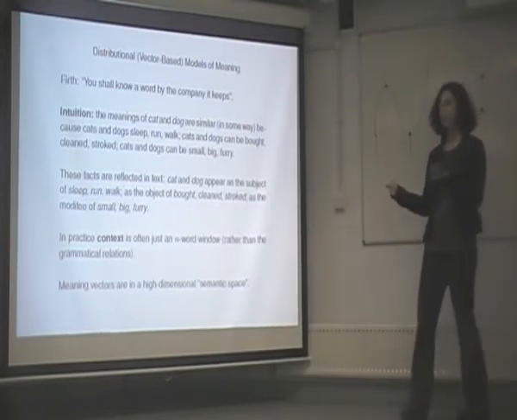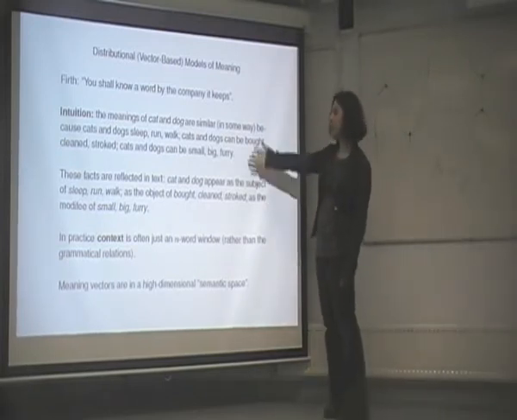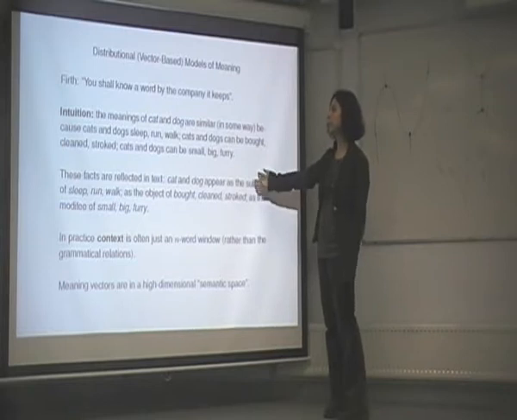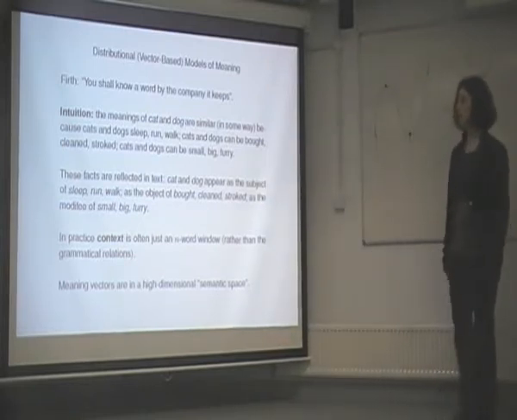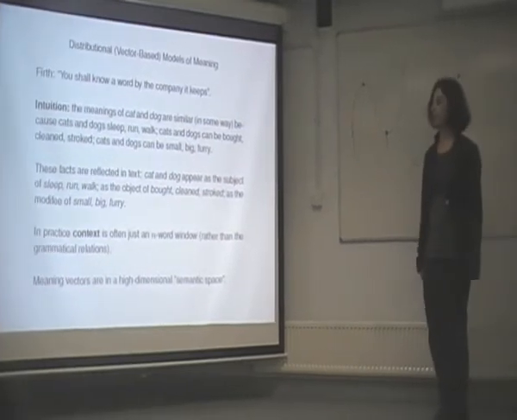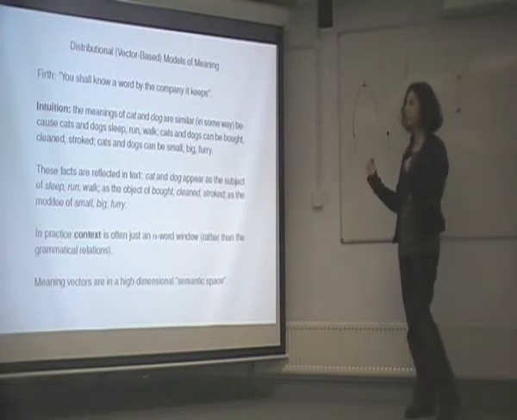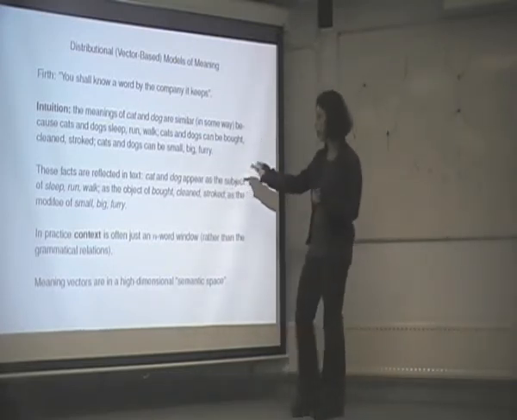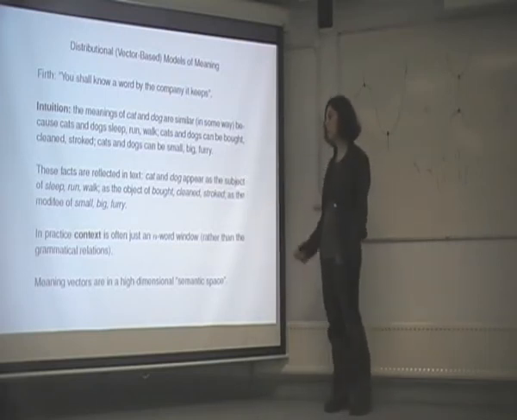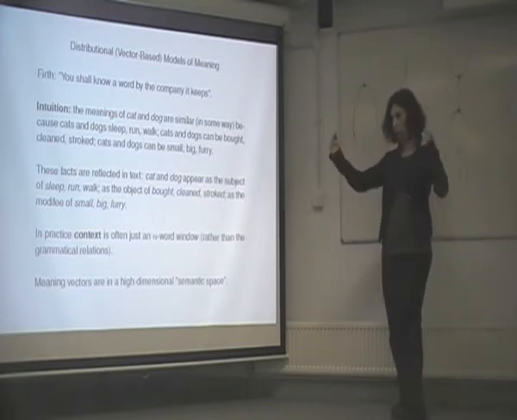And these facts are actually reflected in the context, because cat and dog, as I said, both appear as the subject of the verbs sleep, run, walk, as the object of walk, clean, stroke, and as the modifier of the adjectives small, big, and furry. And in practice, how do we actually say that these words are close to some other words? You fix a window of n words for every word, and then you look at which words they are close to.